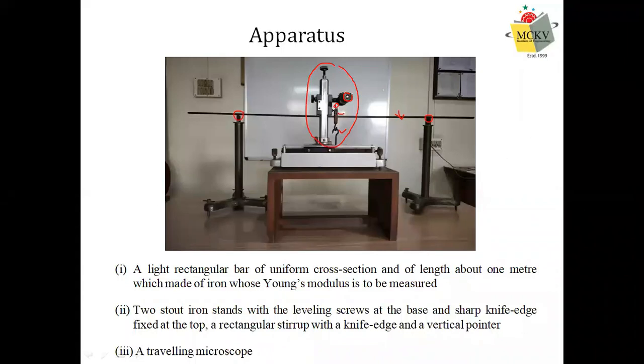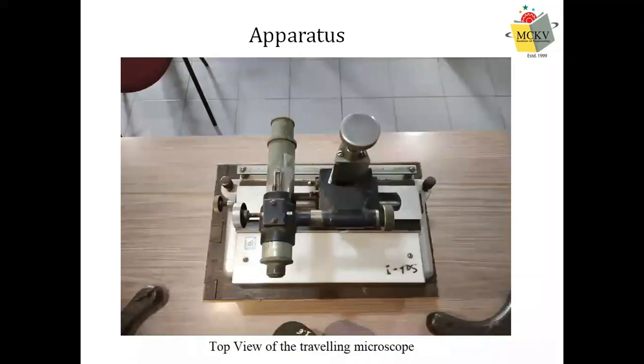This is the screw of the traveling microscope, which needs to be adjusted if you want to move the traveling microscope up and down. You need to use this screw to move it vertically. This is the top view of the traveling microscope. You can see the screw. This screw is required to move the traveling microscope vertically up and down. This is the eyepiece.